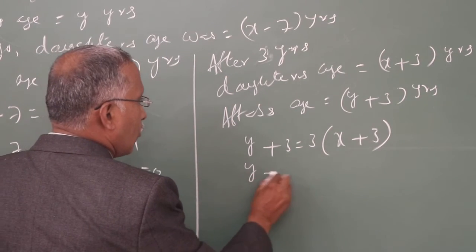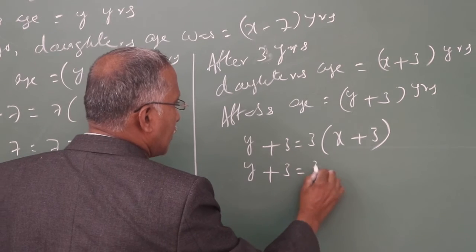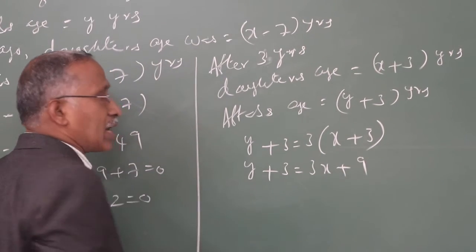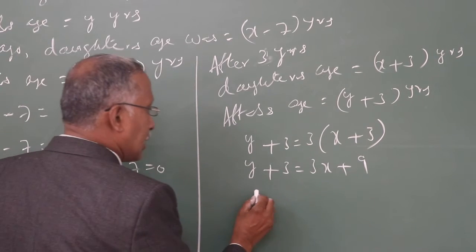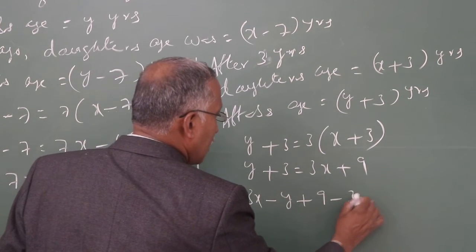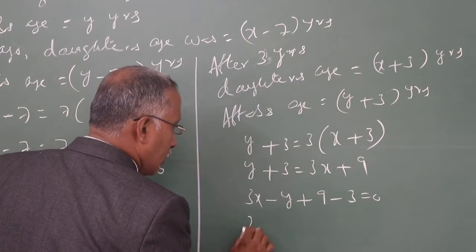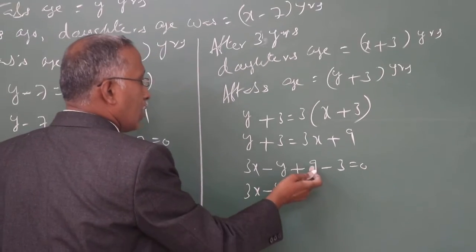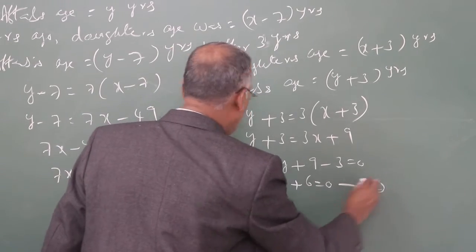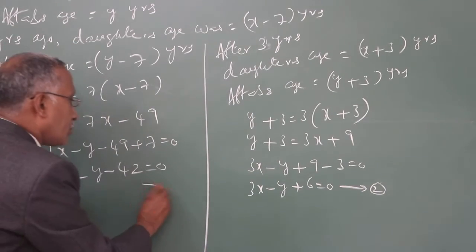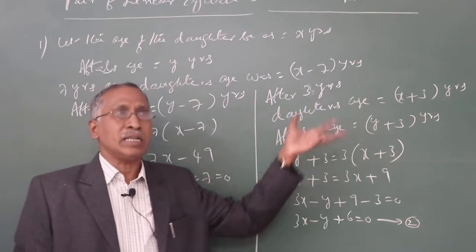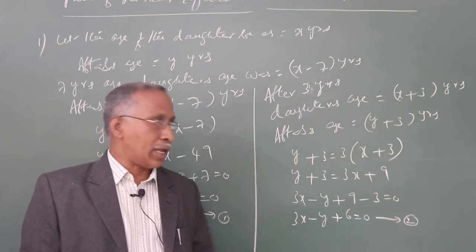Simplify this now. y plus 3 is equal to 3x plus 9. This is the standard form of the linear equation. That is 3x minus y plus 9 minus 3 equals 0, that is 3x minus y plus 6 equals 0. These two are the simultaneous linear equations. We have represented the given data algebraically.